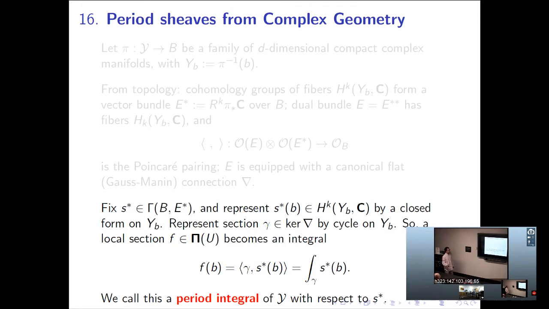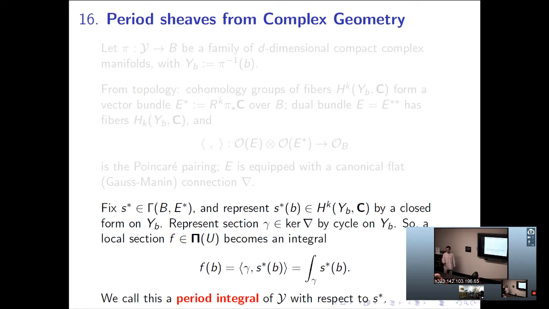And now if we fix a section S star of E star, then locally, so recall that E star has fiber the de Rham cohomology groups. So locally we can represent S star by a closed form on Y sub P. And we can represent, locally, a flat section gamma of E by a cycle on Y sub P. So a local section of the period sheaf is represented by such an integral of the form S star over gamma. And this we call a pure integral of the family with respect to our choice of S star.